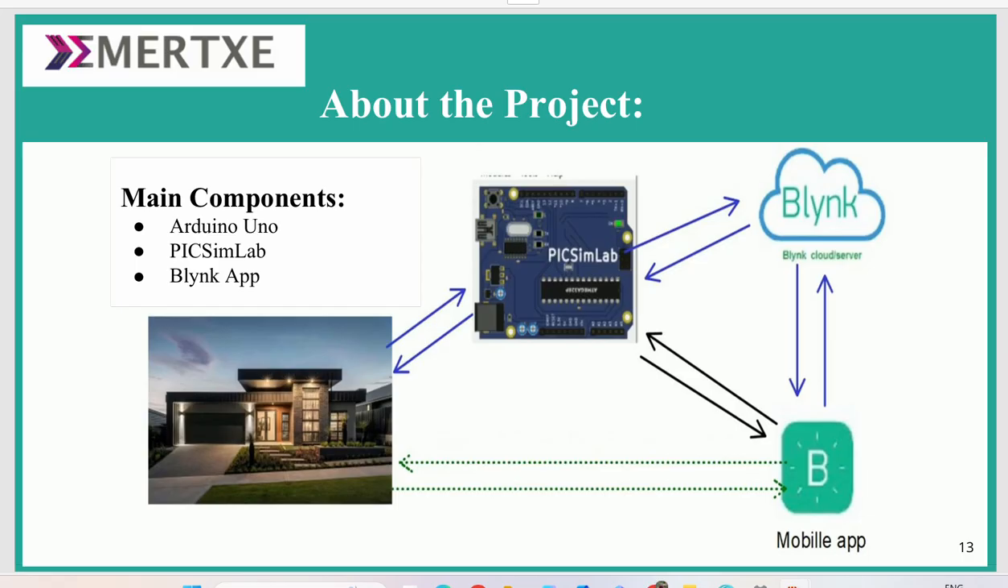Coming to the project, what is required? The main components are Arduino Uno board, PSIM Lab, and the Blynk app. These three components are required to develop the code, or to develop a system, or the schematic diagrams to develop a device. These are interconnected to each other.